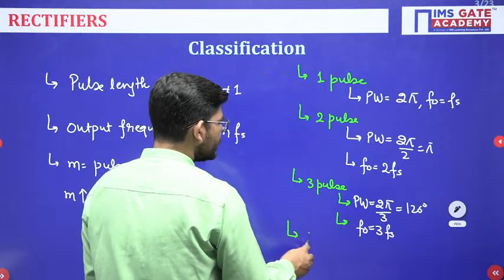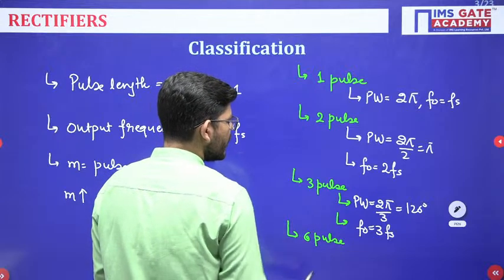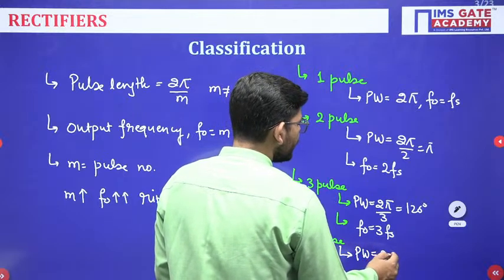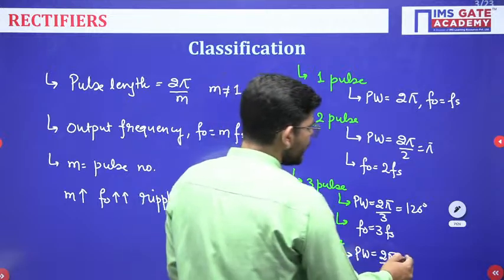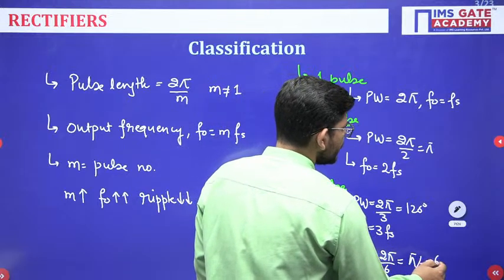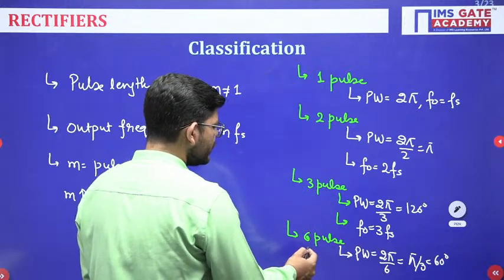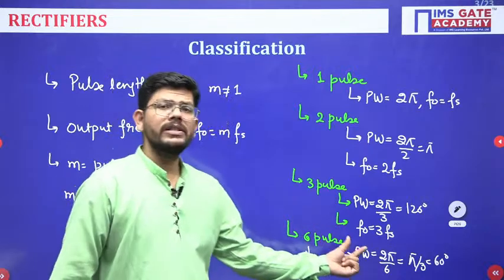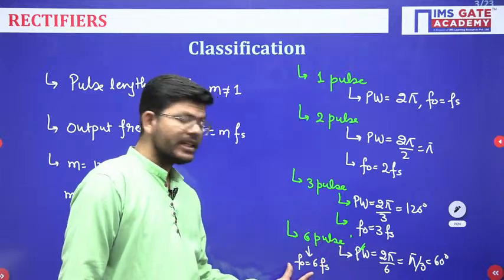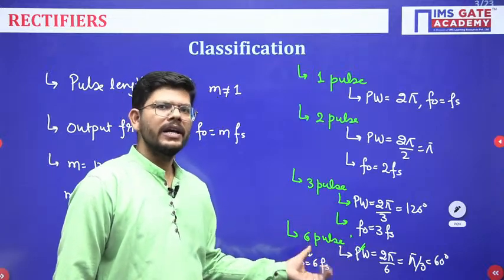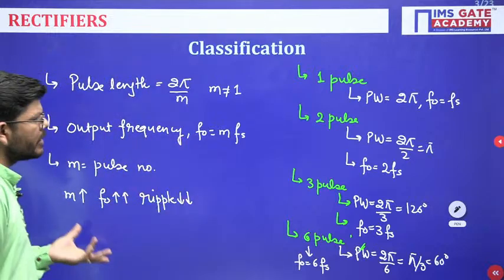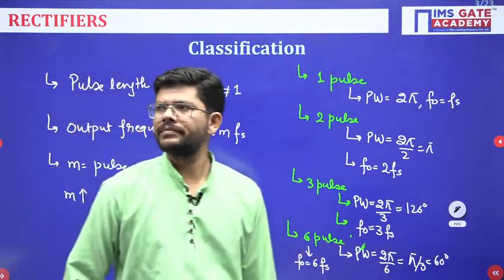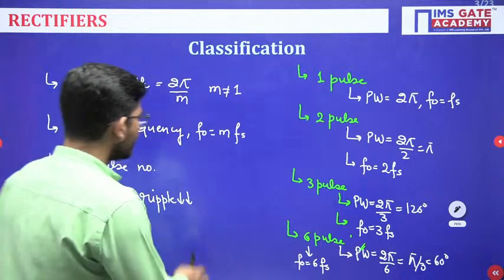Now we will be having a 6 pulse converter as well. In a 6 pulse converter, what is the pulse width? The pulse width will be 2 pi over 6, okay, or pi by 3, or 60 degrees. And the output frequency here will be 6 times fs. So we will be getting 3 pulses for a complete 2 pi cycle in the earlier converter, and 6 pulses for a complete 2 pi cycle in this converter. So this is how, based upon the pulse width and output frequency, we can classify different converters, okay.